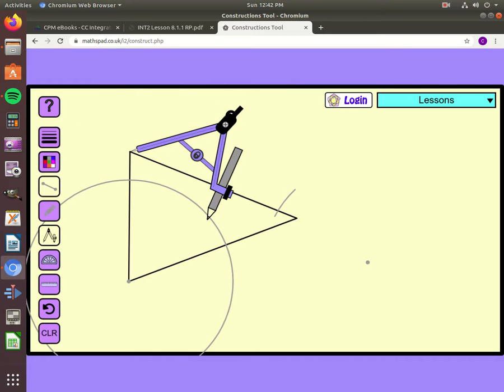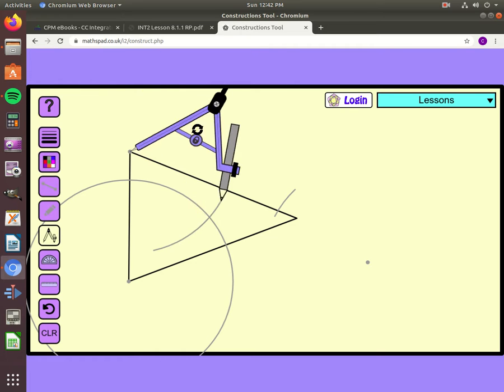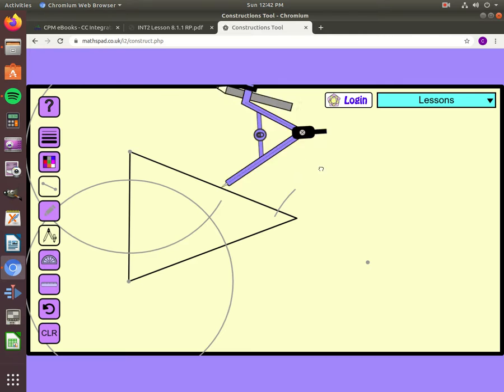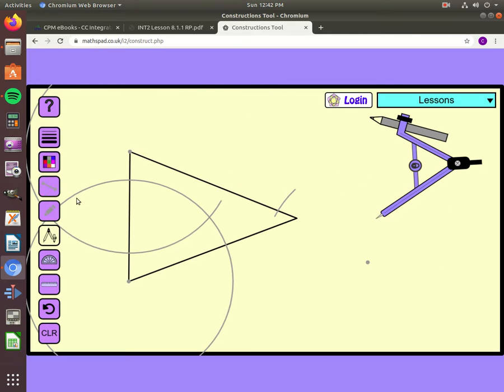You can see how much I'm struggling to get the thing there. Okay, so there we go. Now, here's the thing. On the other one, we found the point and we went to the opposite vertex. But on this one, we're not going to. We're just going to go all the way across with our perpendicular bisector.